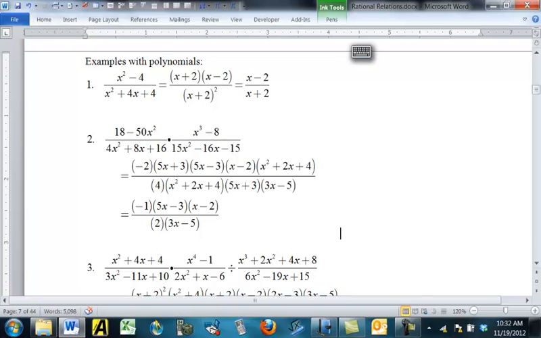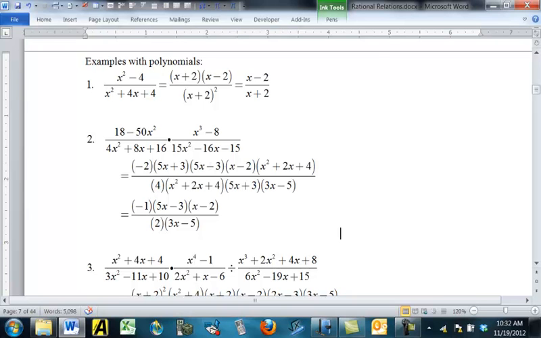X cubed minus 8 is a difference of 2 cubes. X cubed minus 2 cubed. Bring the x down, bring the minus, bring the 2. Use the binomial to get the trinomial. Square the first, square the last. Multiply, but use the opposite sign for the middle. And the trinomial doesn't factor anymore. This one here is trial and error, or anti-FOIL factoring. It turns out to be 5x plus 3 times 3x minus 5.